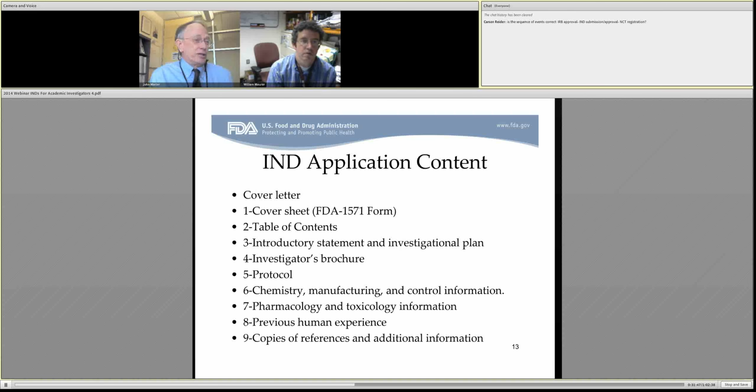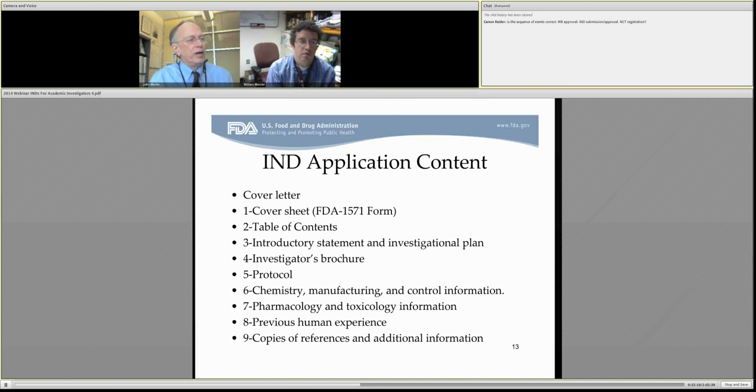And this outline of the application content I copied from some entries on a website. I actually was surprised at how good it was. It's improved since I first got here 5 years ago, and I'll be giving you that at the end of the presentation. I'm going to talk about some of the items on this list that form the content of an IND application that seem to give the most trouble.